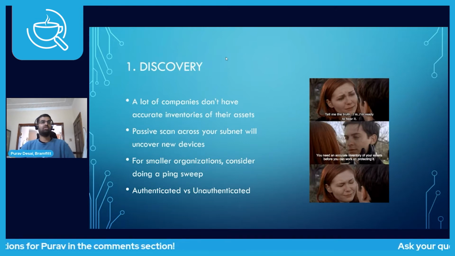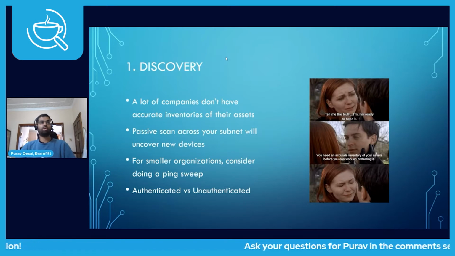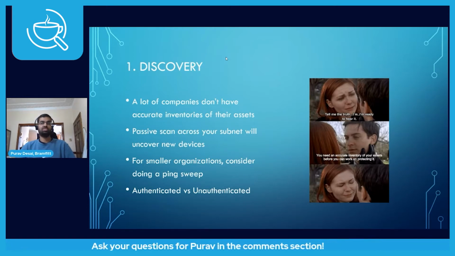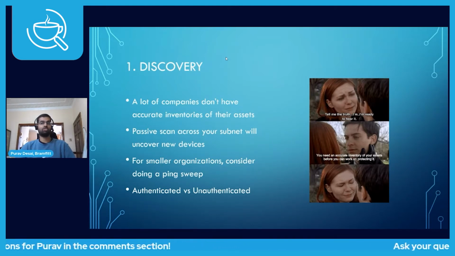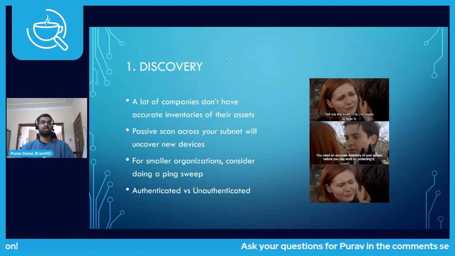A lot of companies won't have accurate inventories of their assets. So what can you do? You can do a passive scan across your internal subnet. This will uncover new devices that you wouldn't even have thought of. You can then corroborate this to an inventory list with your IT asset management team and say, this asset popped up. I don't know what it is.